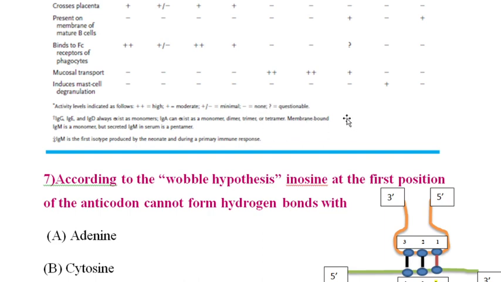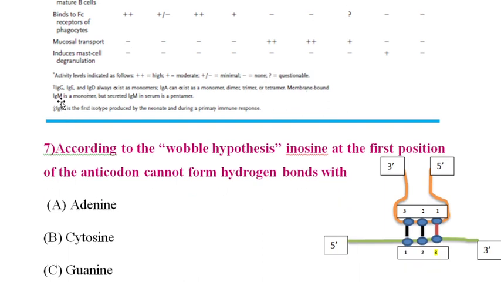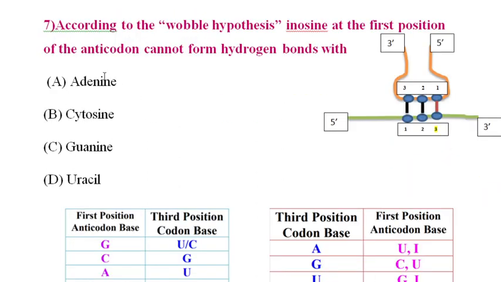IgA is a membrane bound antibody, whereas if you take IgM, it is a monomer, but the secreted form of IgM in serum is a pentamer. Okay. Next, according to Wobble hypothesis, inosine at the first position of anticodon cannot form hydrogen bond with guanine.